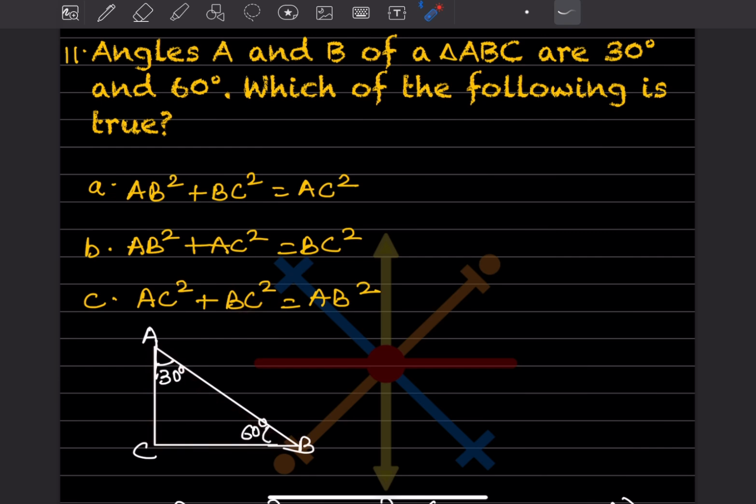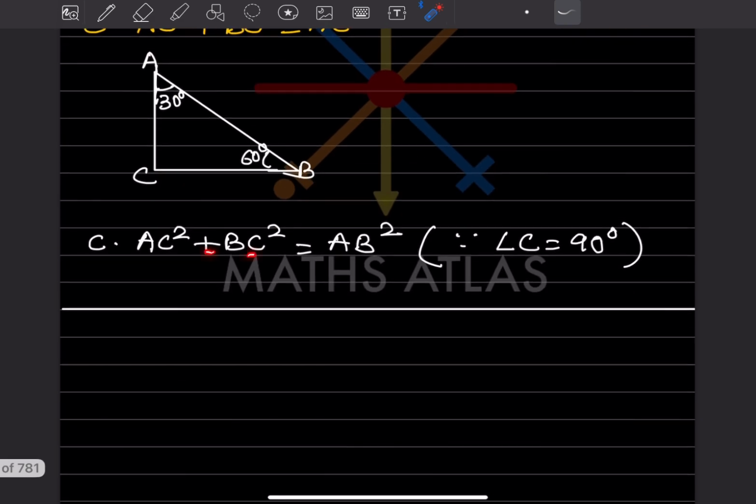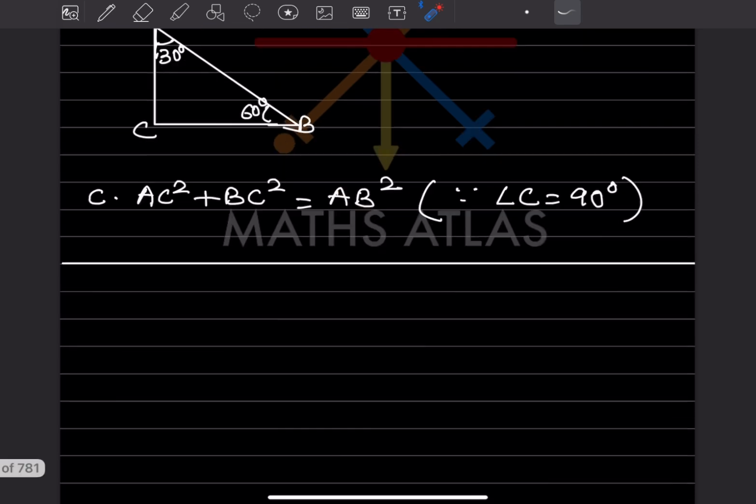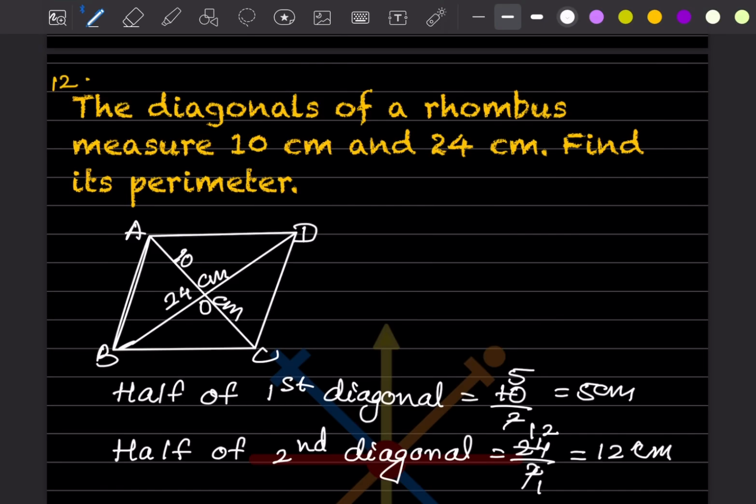Hope this is clear. This is the rough diagram I have drawn for better understanding. So the correct option should be C. Which of the following is true? So we can say AC square plus BC square is equal to AB square. Why? Because angle C is going to be 90 degrees. This is the explanation.